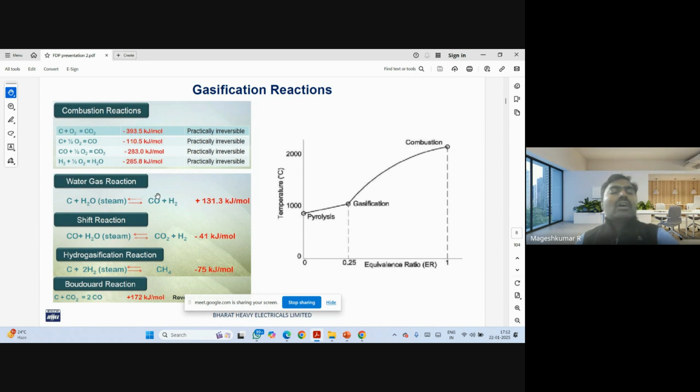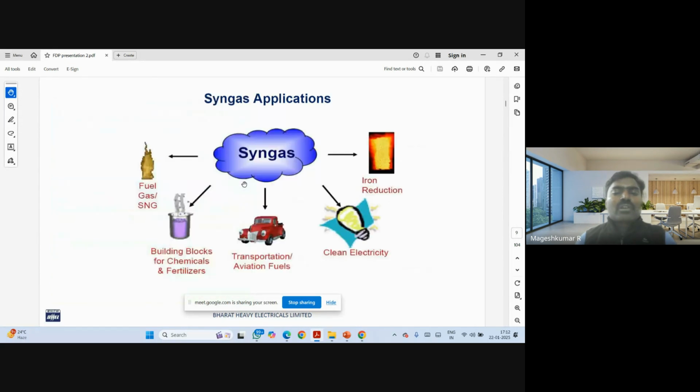All these things happen within the chamber, where the intended product is carbon monoxide plus hydrogen, which is called syngas. The reactions include irreversible and reversible reactions, but practically all these reactions inside the gasification chamber are irreversible. So where can the syngas we are talking about be used?